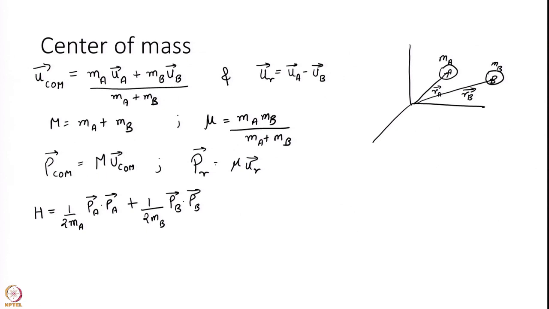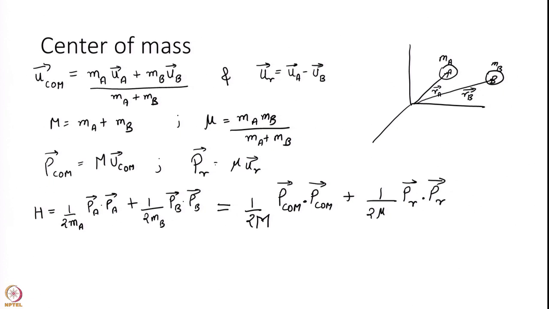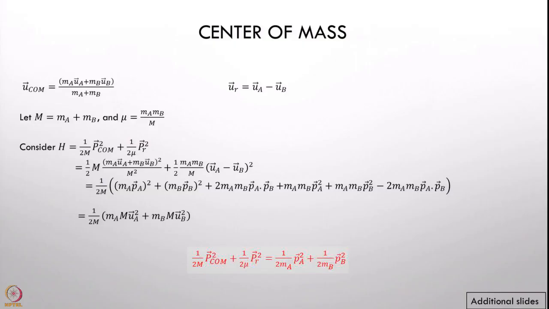So, this one can show is equal to 1 over 2 M P_COM dot with P_COM plus 1 over 2 mu P_R dot with P_R. If you want, you can go ahead and prove this for yourself. As an additional slide, I have shown the proof here. You have to be very careful, but it is not a hard proof at all.